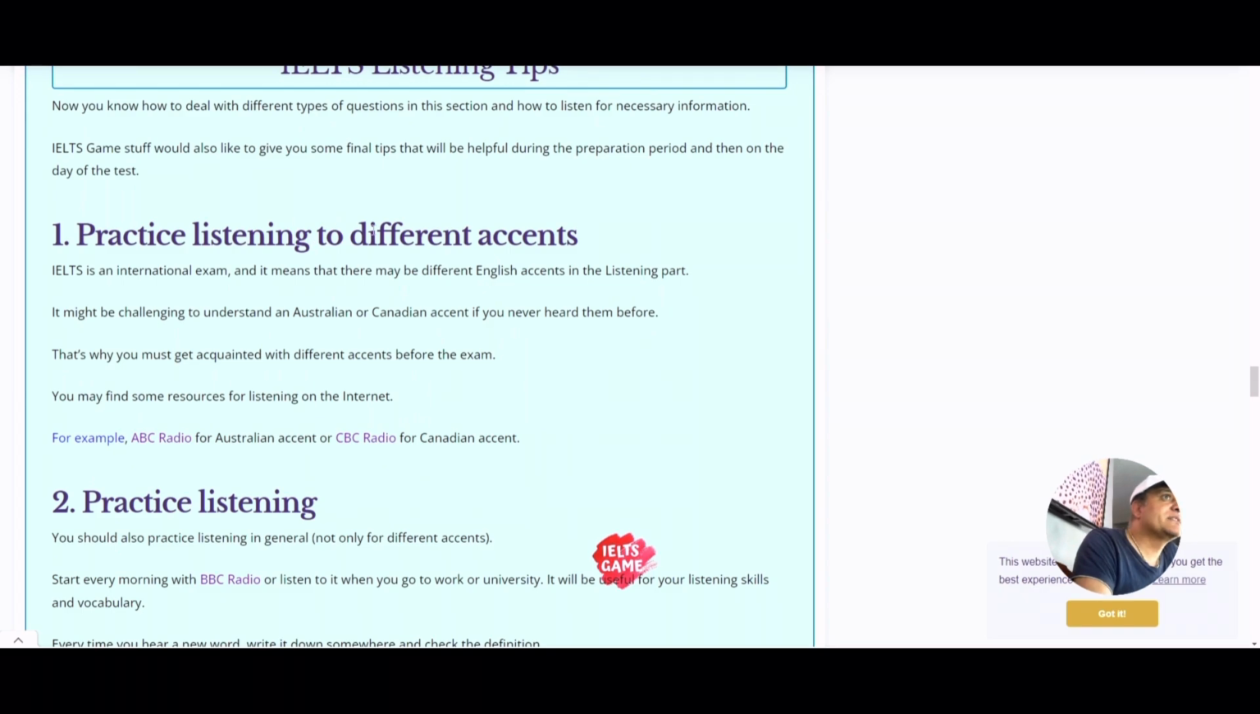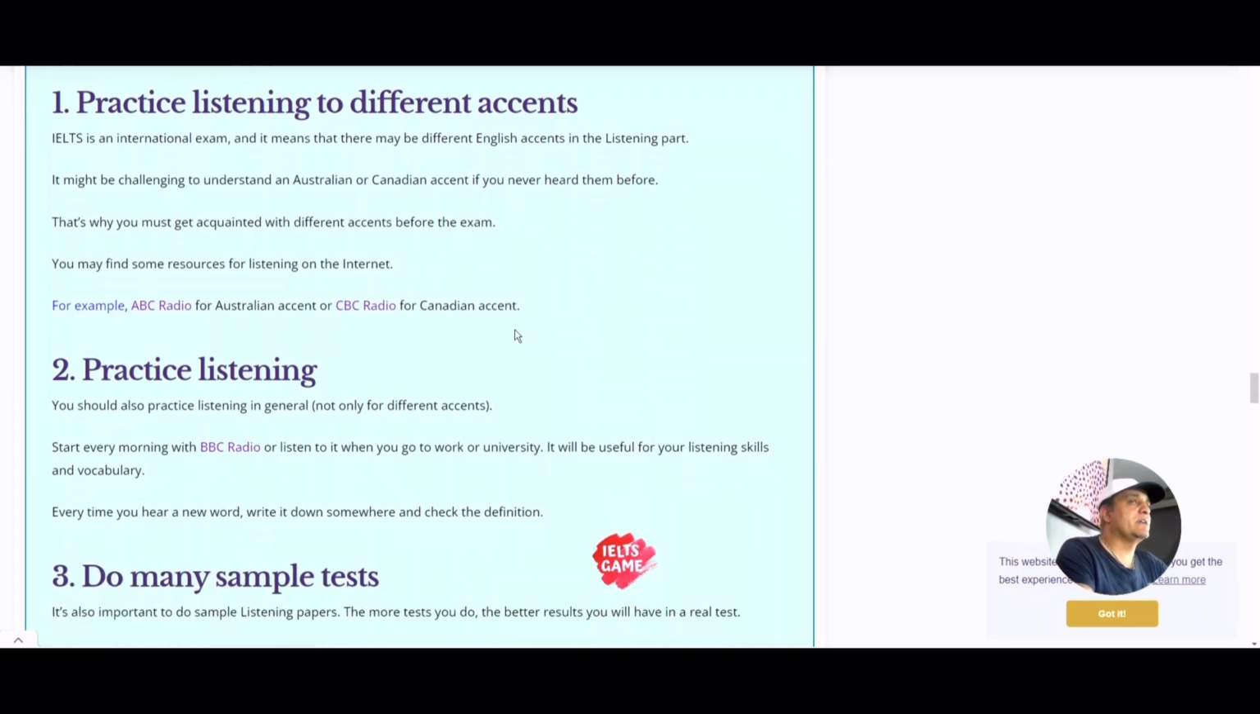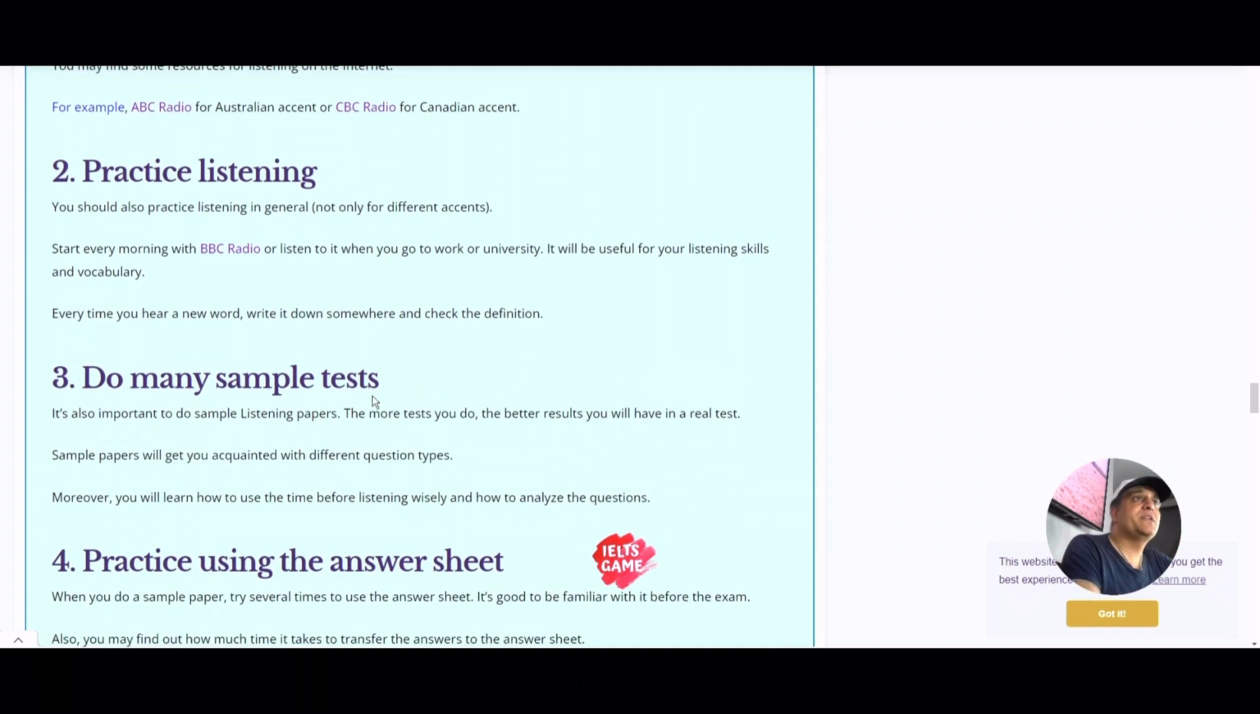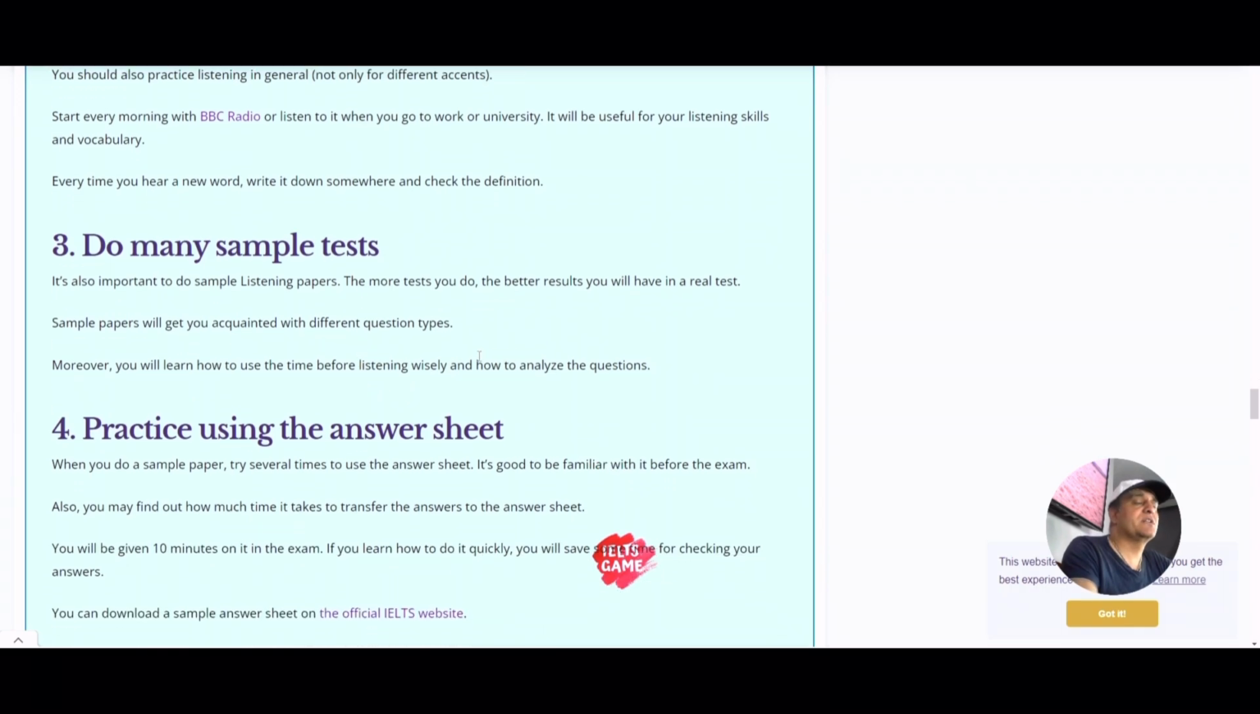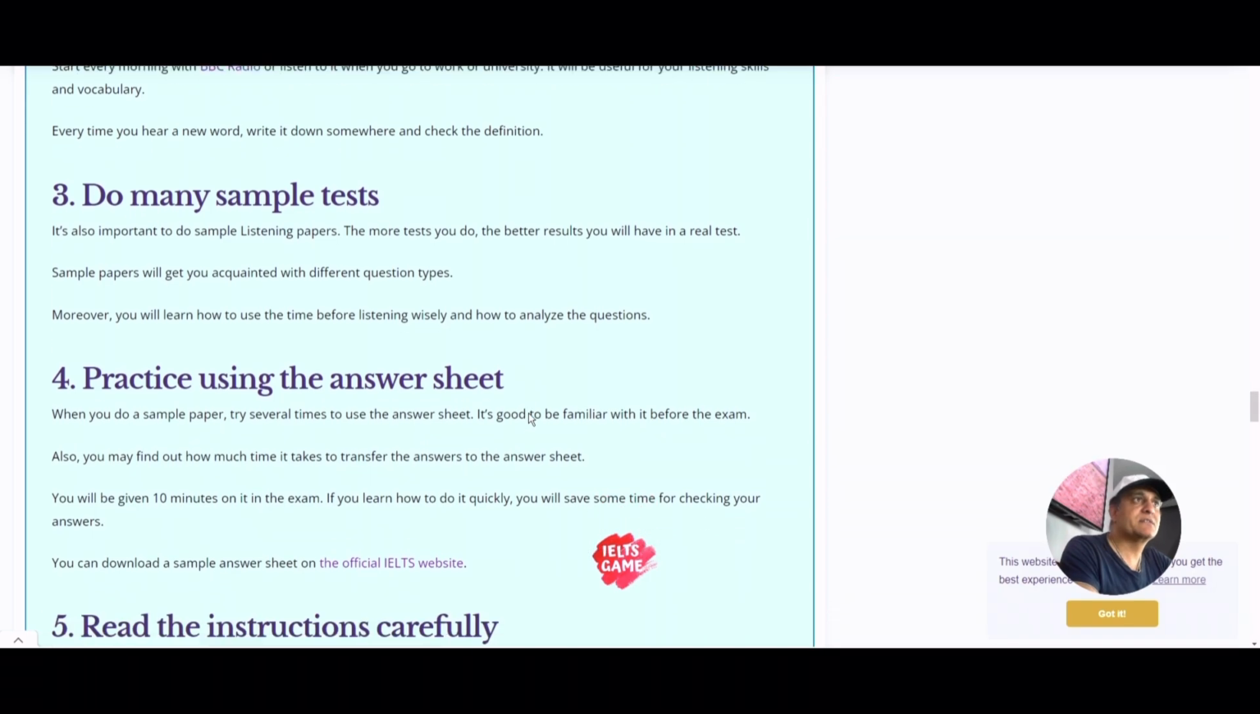Practice listening to different accents. Okay, like listen to different topics. That's why I give you in some videos real exam, IELTS exam from British, from American, from Canadian. That's why practice different accents, because you don't know who your examiner could be. British, could be American, could be Canadian. Okay, do many tests, sample tests as much as you can, answer a lot of tests, practice, repeat.